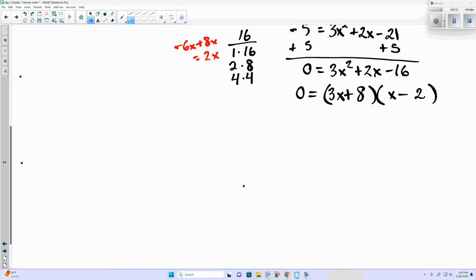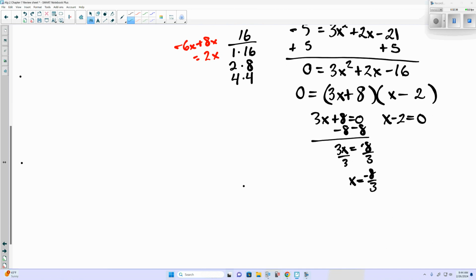Since we have 2 or more things multiplied together to equal 0, one of them must be 0. So for our 3x plus 8, we would minus 8, telling us 3x is negative 8. Divide by 3, telling us x is negative 8/3.